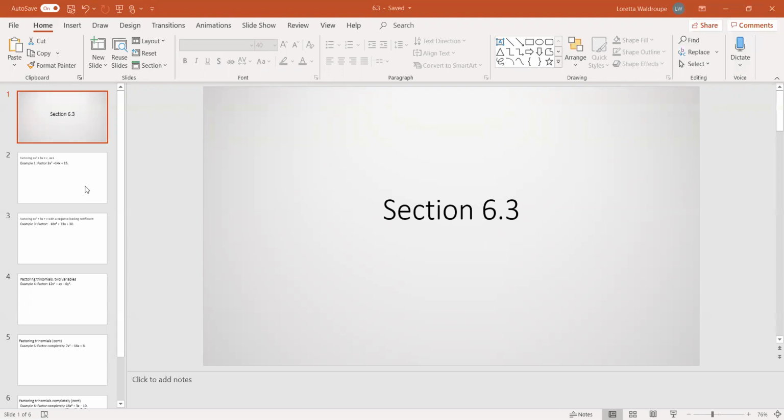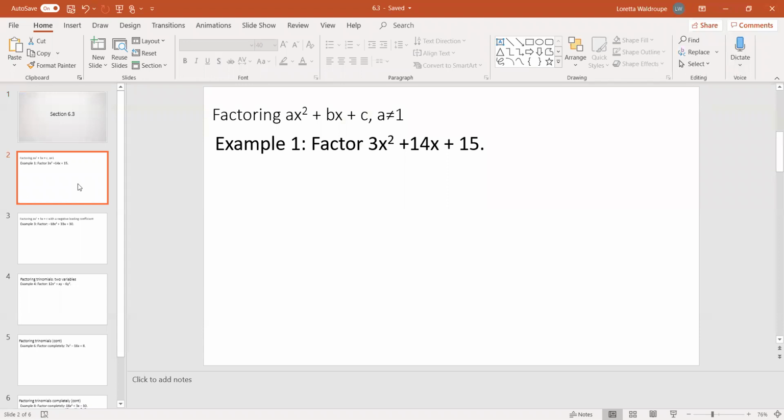In this section, we're learning how to factor trinomials that have a number in front of the squared term. The first thing you always want to look for is you want to look at the coefficients and ask yourself, does anything go into all three of those numbers? And in this case, the answer is no.